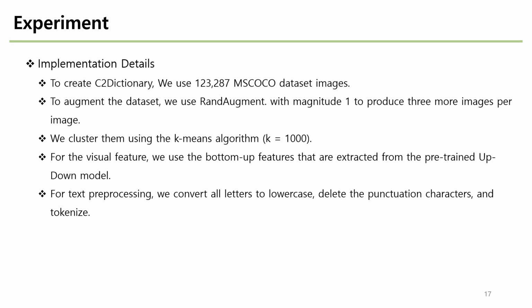For implementation, we adopt the following. To create the C2 dictionary, we use 123,287 MS-COCO dataset images. To augment the dataset, we use RandAugment with magnitude 1 to produce 3 more images per image. We cluster them using the K-means algorithm, and K is 1000. For the visual feature, we use the bottom-up features extracted from the pre-trained Up-Down model. For text preprocessing, we convert all letters to lowercase, delete the punctuation characters, and tokenize. For more details, please look at the paper.